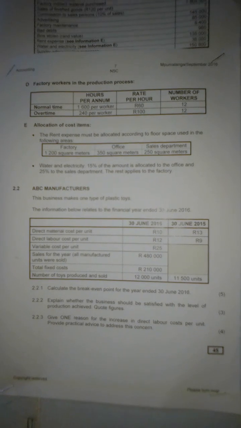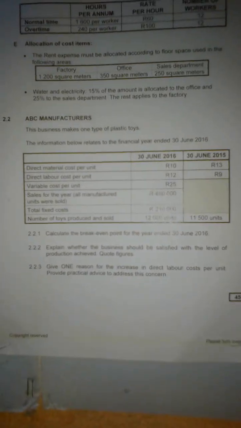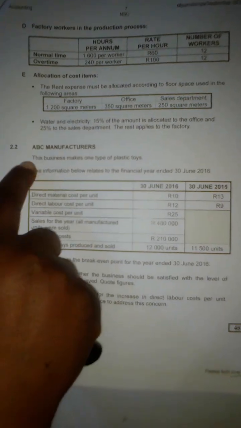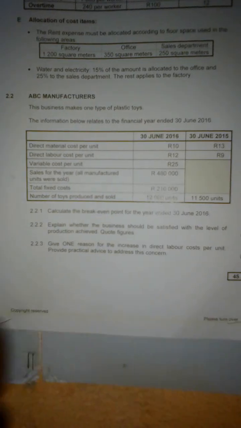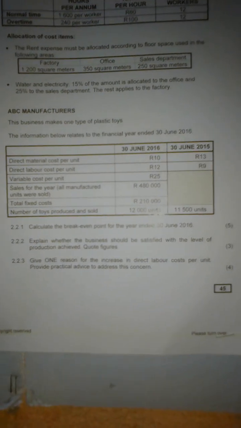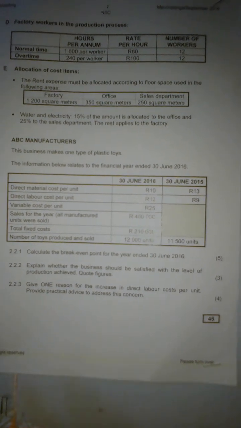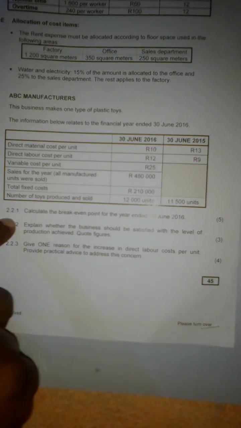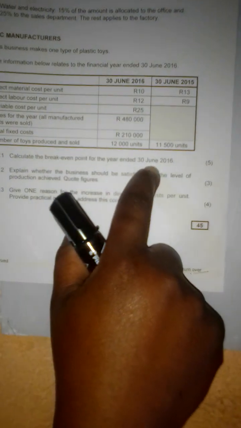The whole idea is for you to fully understand everything that is supposed to be done when you are looking at the manufacturing accounts. Okay, let's look at the information. ABC Manufacturers. This business makes one type of plastic toys. The information below relates to the financial year ended 30 June 2016. So we've got all the information that we need to do our break-even calculation. Calculate the break-even point for the year ended 30 June 2016.